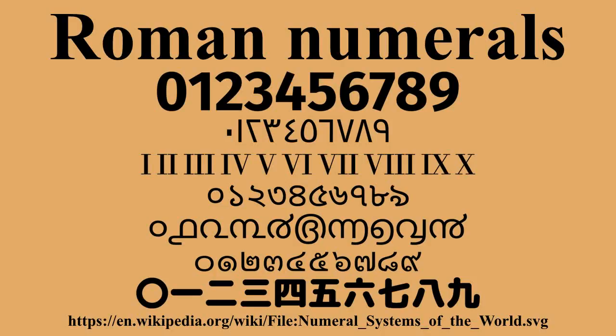Symbols are placed from left to right in order of value, starting with the largest. However, in a few specific cases, to avoid 4 characters being repeated in succession, subtractive notation is often used as follows: I placed before V or X indicates 1 less, so 4 is IV and 9 is IX. X placed before L or C indicates 10 less, so 40 is XL and 90 is XC. C placed before D or M indicates 100 less, so 400 is CD and 900 is CM.